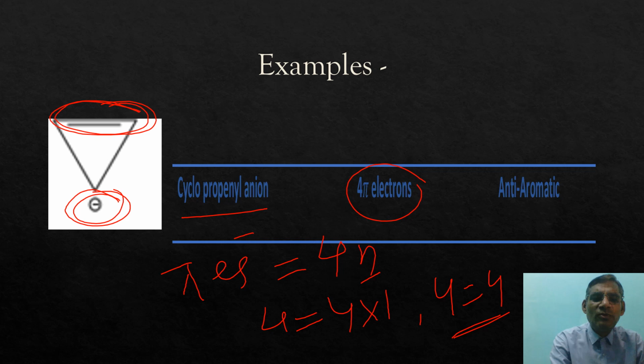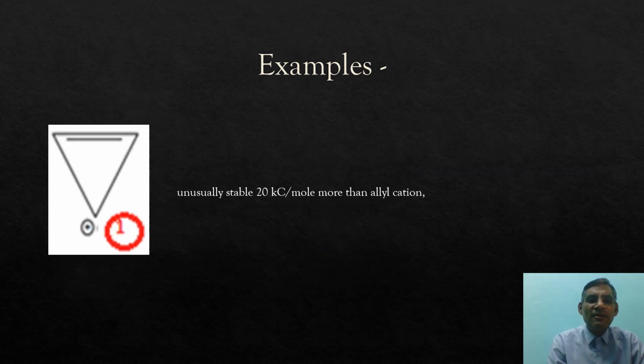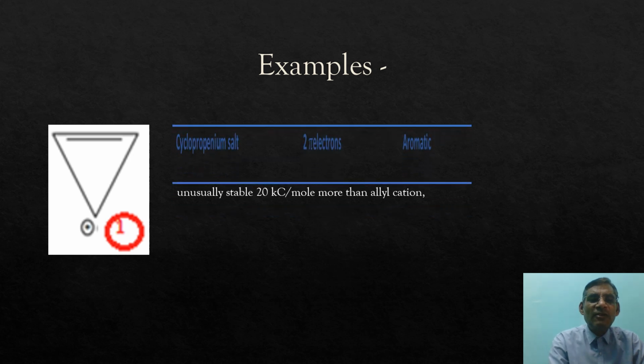What is this Hückel's rule? This Hückel's rule is for anti-aromatic compounds, that is, the number of pi electrons is equal to 4n. So this is anti-aromatic in nature. Hückel's rule is followed. Conjugation is there. Planarity is there, that is, sp2 hybridization is there. Now see in the next example, this is cyclopropenium salt.